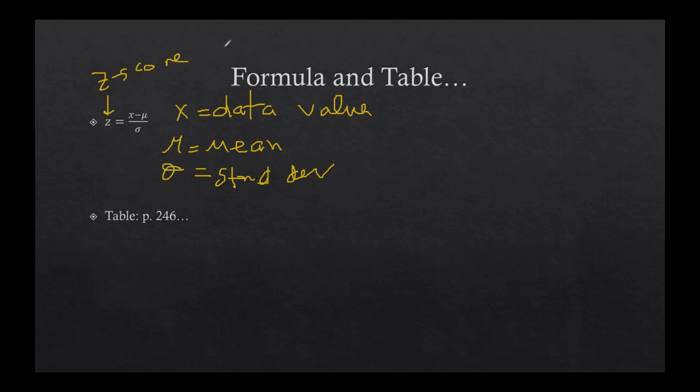Now you can also manipulate this equation. If you start with a z-score, you can work backwards to find your data value or your mean or anything else, depending on what you have. Okay, so now your table. I want to talk about the table before we actually get into a problem with it, because we're going to find z-scores using this formula in just a minute, and we're going to use that table in just a minute.